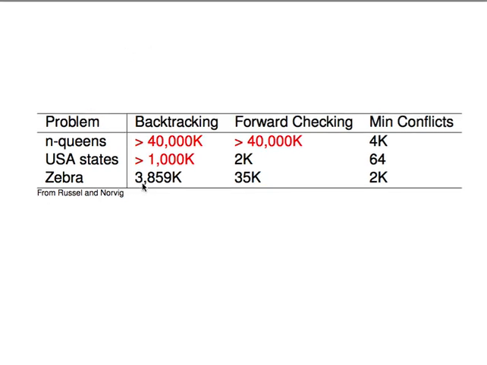Well, with backtracking, this can be solved in about 4 million iterations. With forward checking, 35,000, and with minimum conflicts, only 2,000. So these algorithms do improve on each other and build upon the other algorithms that we've looked at in other videos.